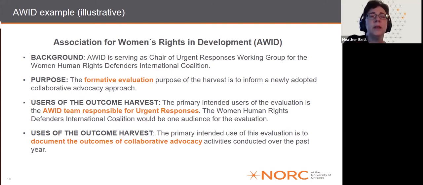All right, so the example I'm going to share with you of an outcome description comes from the Association for Women's Rights and Development. This example is in the public domain in the original brief, so you can take a closer look at it. They were conducting a formative evaluation around an advocacy program in support of human rights defenders. Next slide, please.